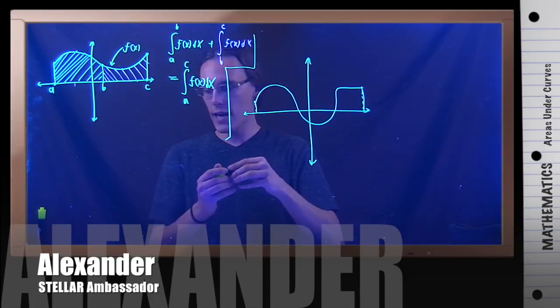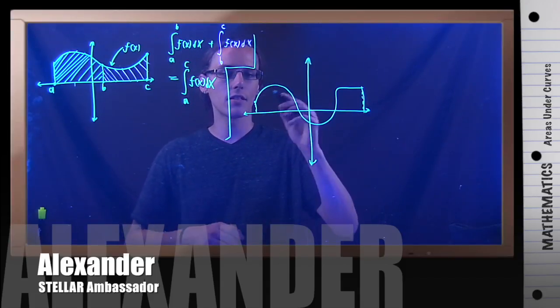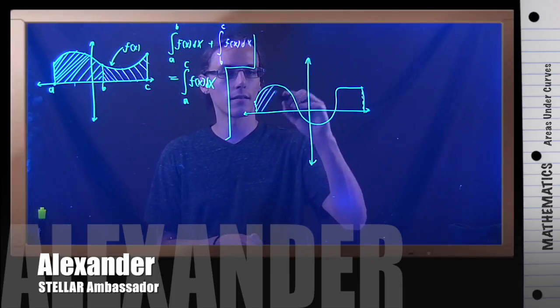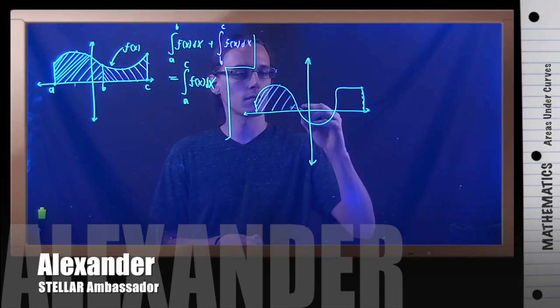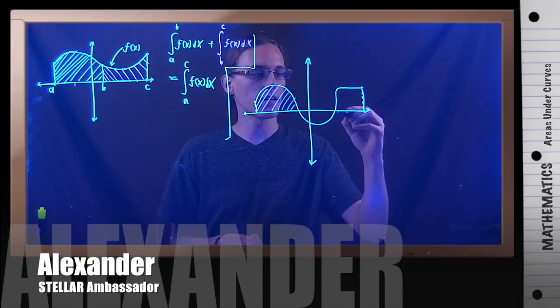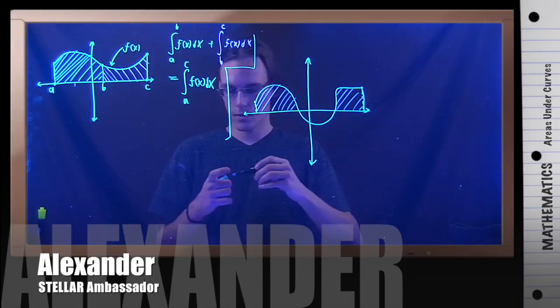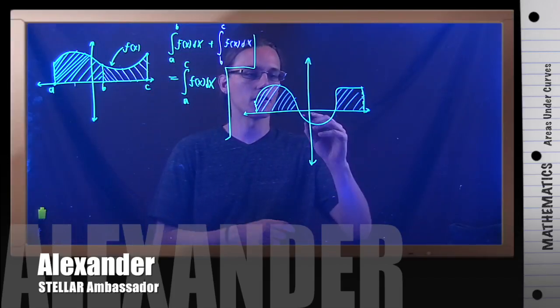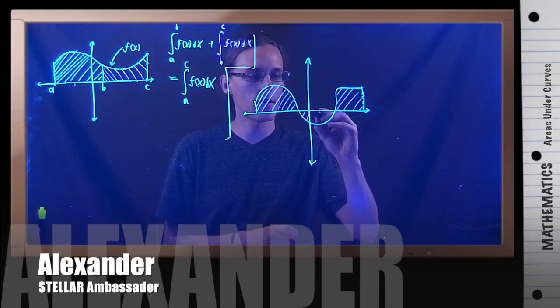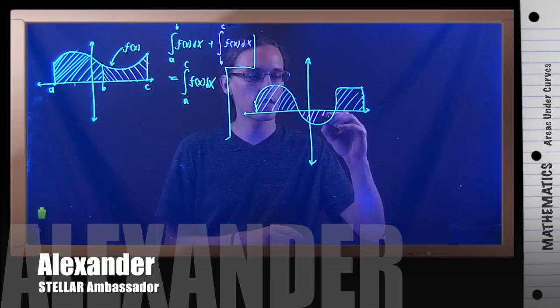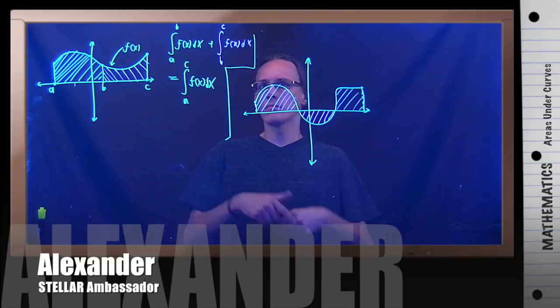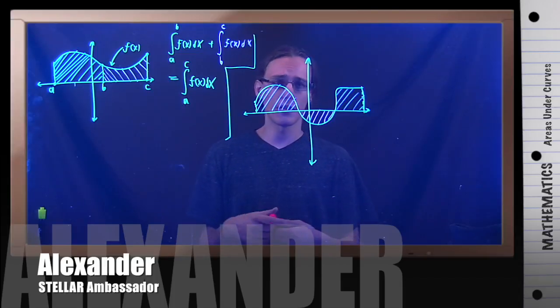And you can notice that while I do have some positive area here and here, I've also got negative area right here. Now, negative area doesn't really make sense geometrically, but mathematically, it's fine. I'm just adding a negative sign to that number.